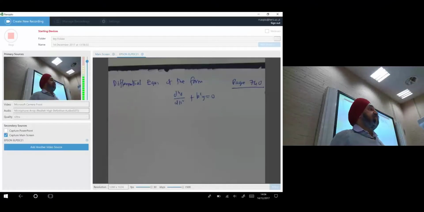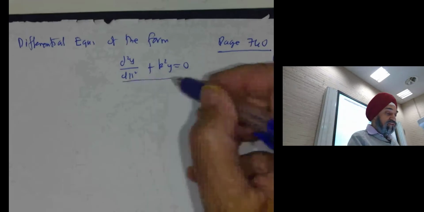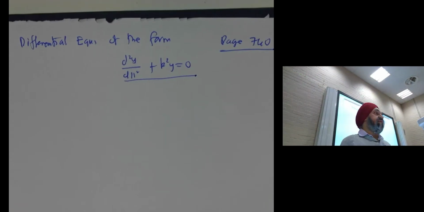Let's make a start on this. Say if you've got this type of differential equation, it's particularly used in simple harmonic motion. How would you solve a differential equation of this type?